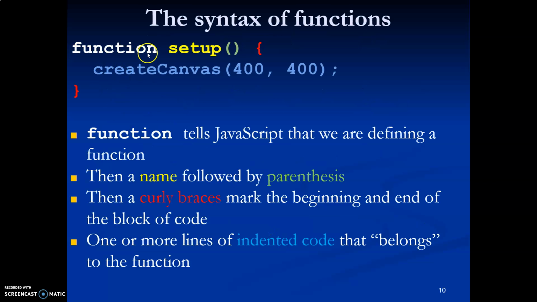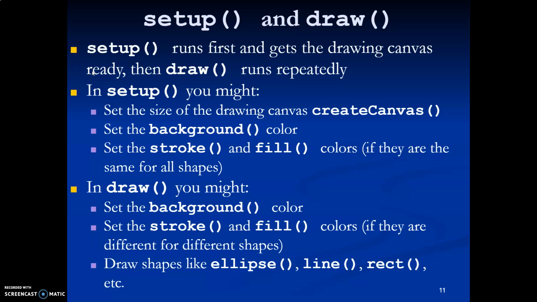Functions are written with the word function, followed by a name, then a set of parentheses. Parentheses uniquely identify functions in JavaScript. And then we have curly braces. And those curly braces are what marks the beginning and the end of that block of code, just like the way indentation and a blank line marks the beginning and the end of a paragraph. So this is the beginning of the code for my setup function, and this marks the end down here. And then any code that I put inside those curly braces is going to be indented.